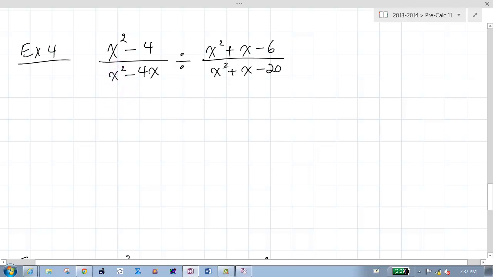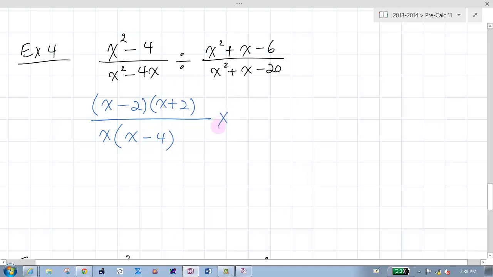So suppose I have the division of x squared minus 4 over x squared minus 4x by x squared plus x minus 6 over x squared plus x minus 20. So I'm going to factor everything first. So this would be x minus 2, x plus 2 over, I'm going to take the greatest common factor of the denominator, which is x, out, and I'm left with x minus 4.